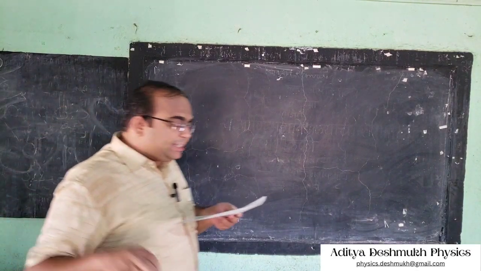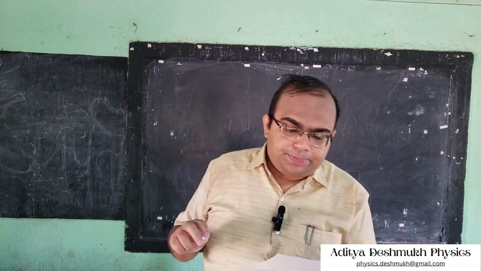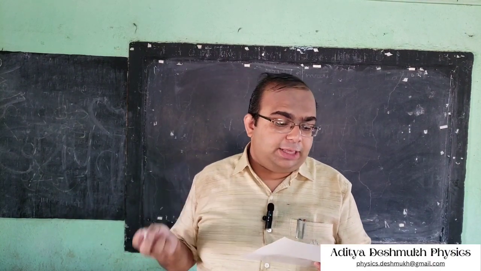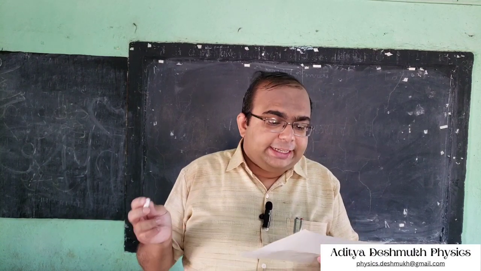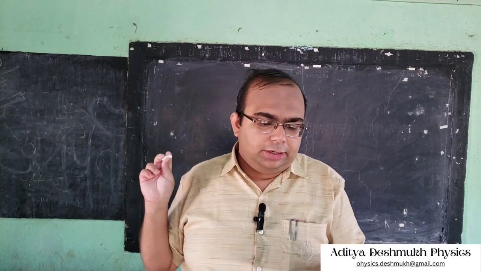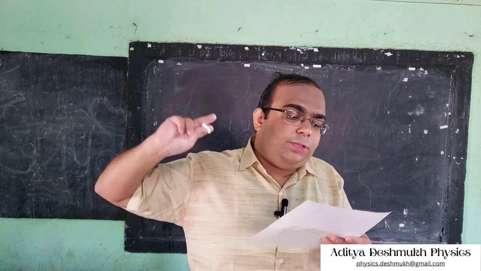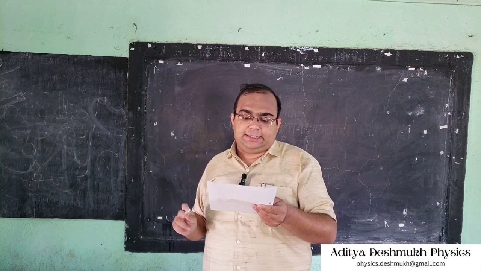A small box of mass m is kept on a fixed smooth surface of radius r at a position where the radius makes an angle of 30 degrees with the vertical. The box is released from this position, and the questions are: what is the force exerted by the sphere on the box just after it is released?